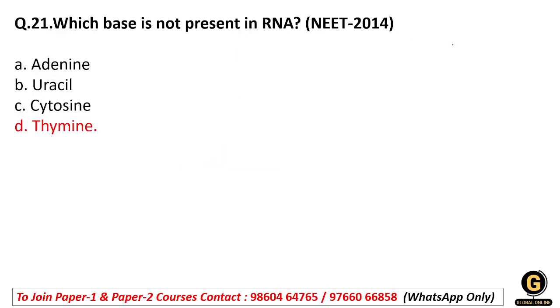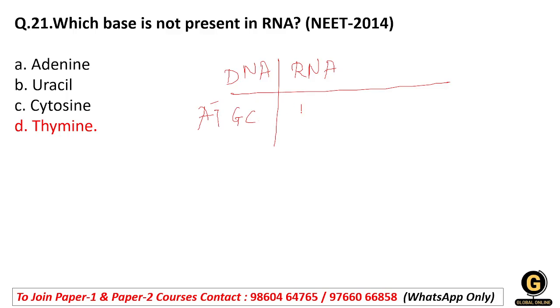Moving forward to the next question, which base is not present in RNA? Right, तर आपण लास्ट MCQ सेशन मध्ये बघितलं होतं that RNA and DNA have certain nitrogen bases, right? So which is the nitrogen base present in RNA? That is ATGC in DNA, and in case of RNA it is AUGC, right? So thymine is the right answer, because thymine is replaced by the uracil in case of RNA.